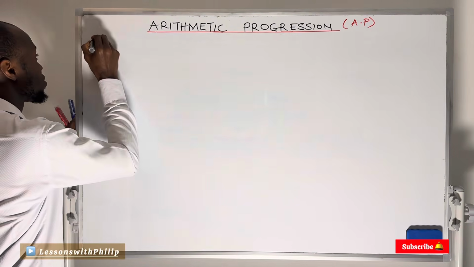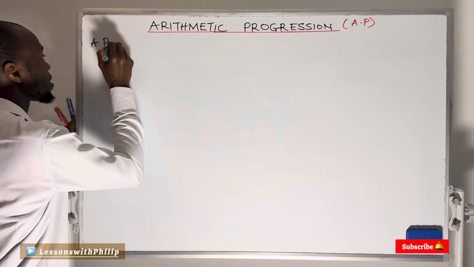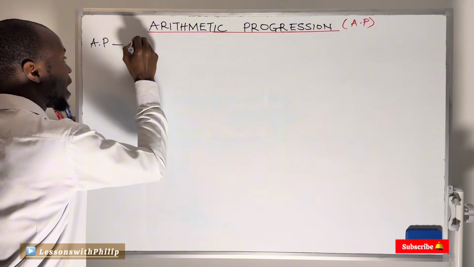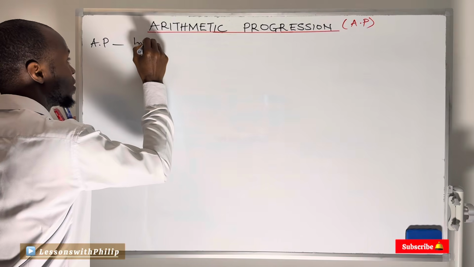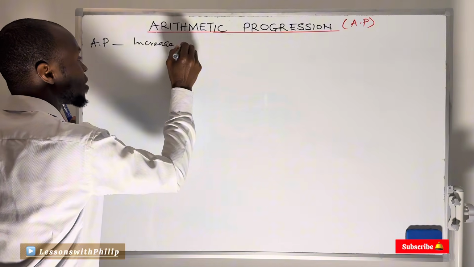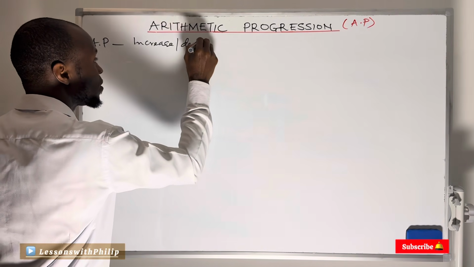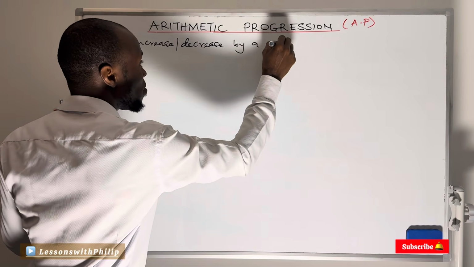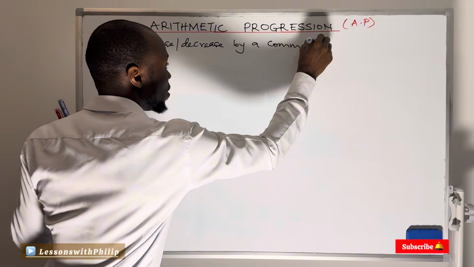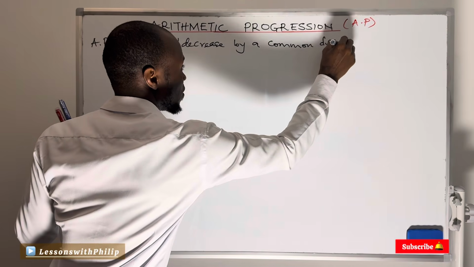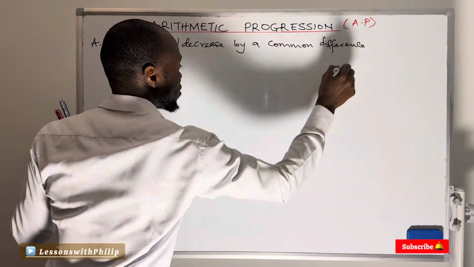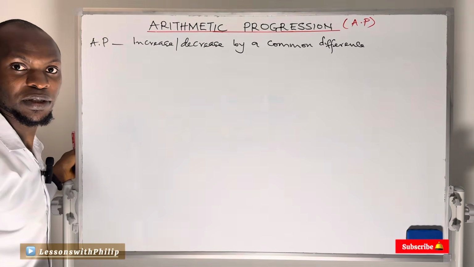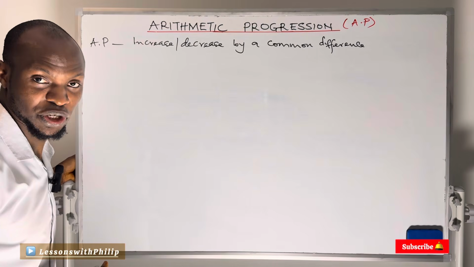Arithmetic progression is a sequence that increases or decreases by a common difference. Such a sequence is known as an arithmetic progression.